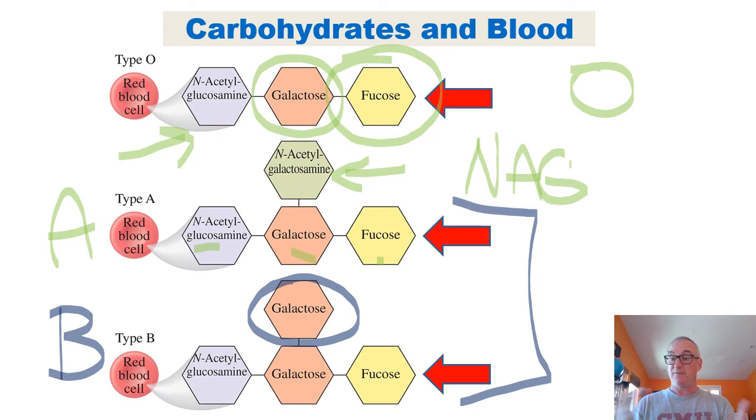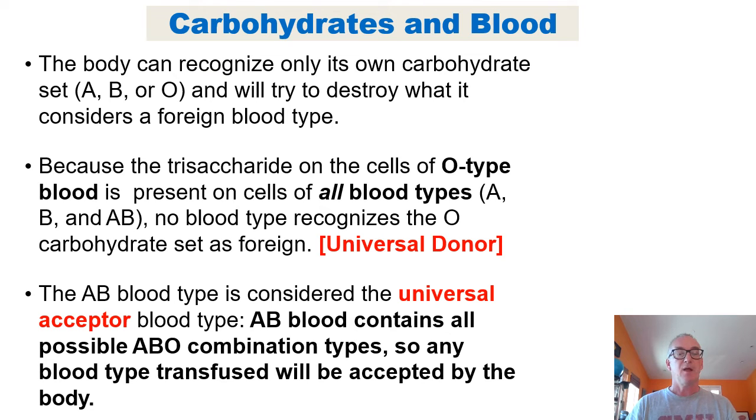So what does that mean for blood donation and blood acceptance if you're in the hospital and you need a transfusion? Well, the body can only recognize its own carbohydrate set. It sees that as being the proper set you should have. And so if it comes in contact with any other form, it'll try and take those blood cells out. Your immune system will recognize that if you have A, that's the one that's supposed to be there. If you're transfused with A, that's fine. But if you're transfused with B, that looks different, and it'll go after it.